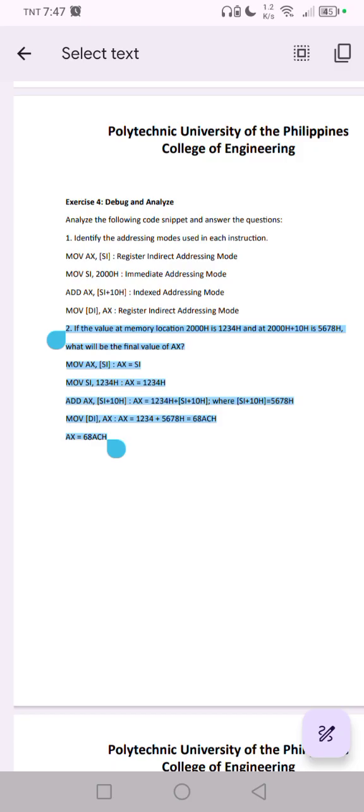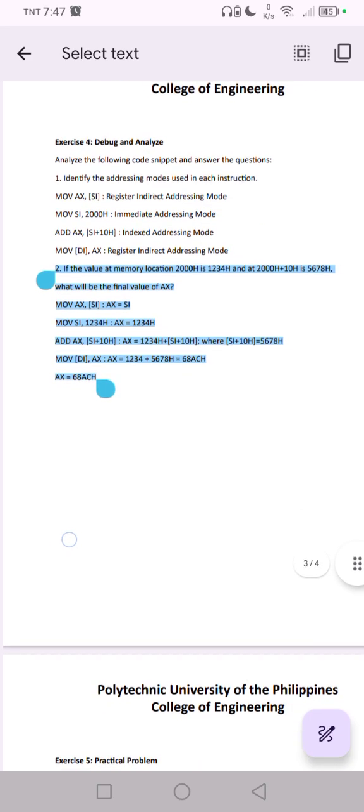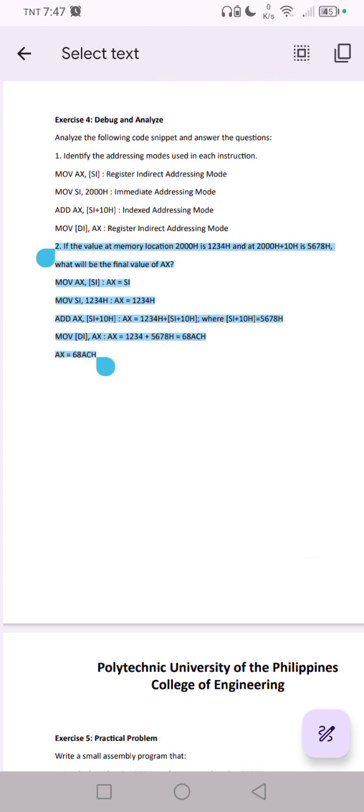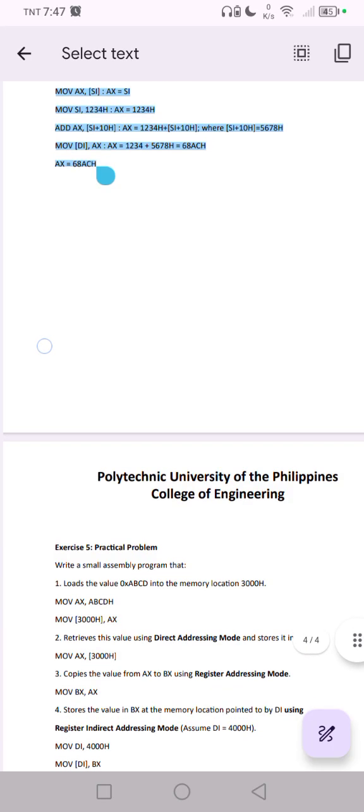MOV SI, 2000H sets SI to 2000H. ADD AX, [SI + 10H] adds the value at the address 2000H plus 10H, which is 5678H, to AX. Final calculation: AX equals 123H plus 5678H, which equals 679ACH. Explanation: this demonstrates how data is manipulated through various addressing modes, leading to the final result.